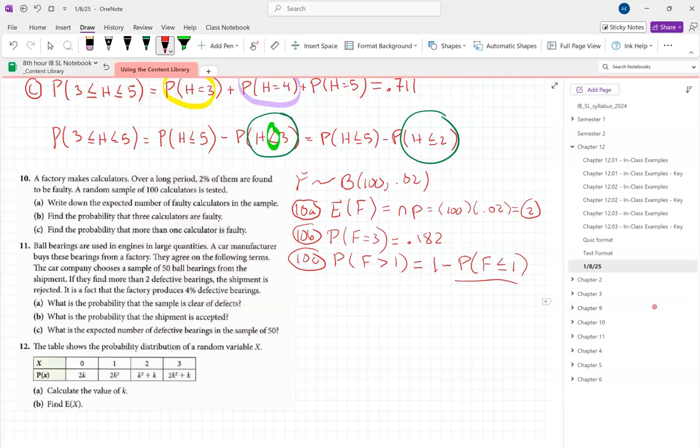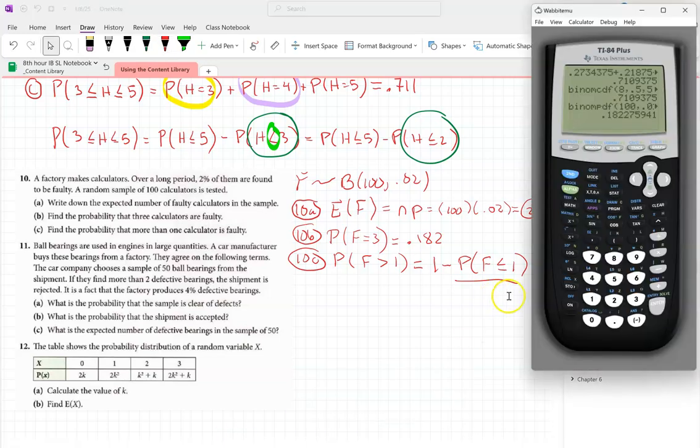Can I do this on my calculator? Yes. That is easy now to do. So I'm going to start with the 1 minus, and I'll do distributions, binomial CDF, 100, 0.02, and then 1. And I get 0.597.